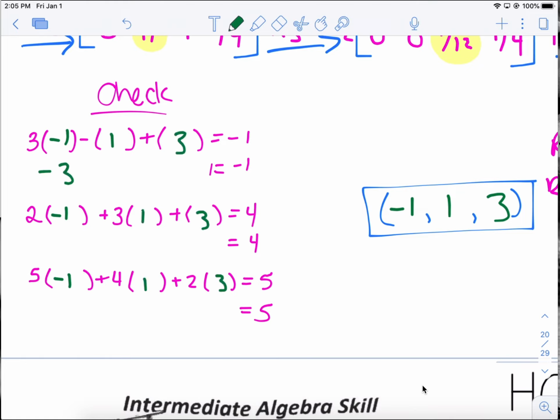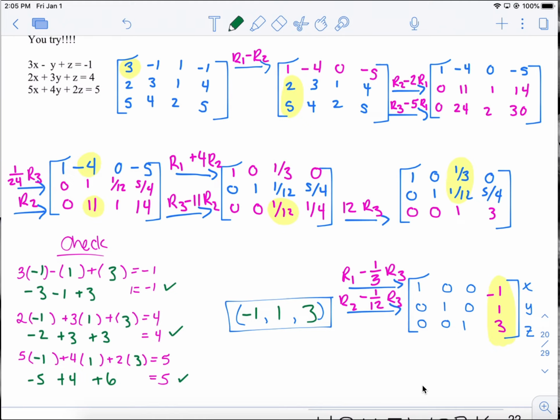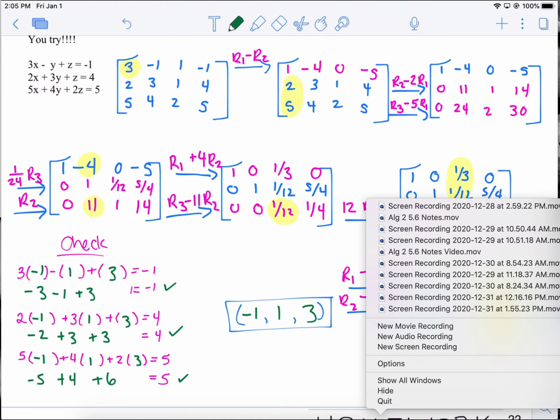We get -3 minus 1 plus 3 gives me a -1. -2 plus 3 plus 3 gives me a 4. -5 plus 4 plus 6 gives me a 5. All of that came out correct. Even if you went a different path, hopefully that's what you ended up with for an answer. If so, go ahead and pause the screen, copy what you got, and we are done with the notes for this problem.